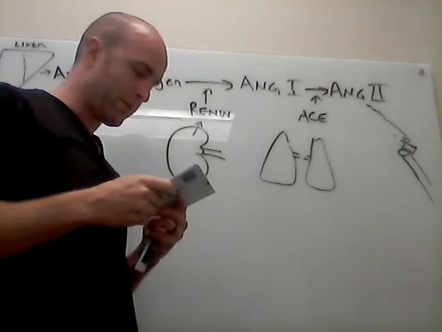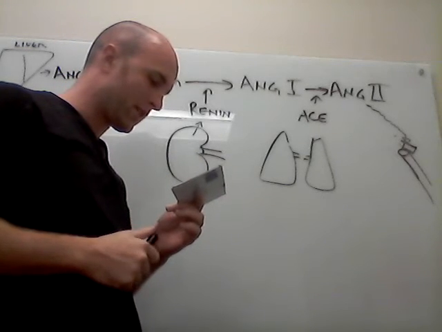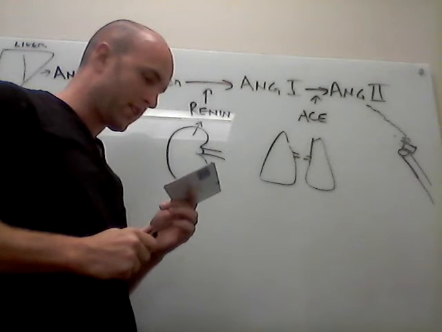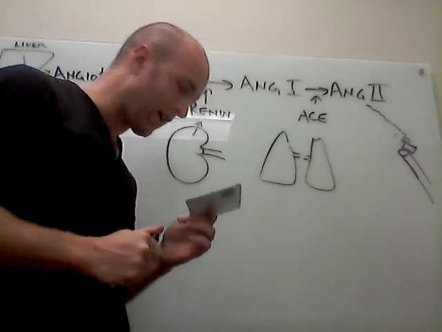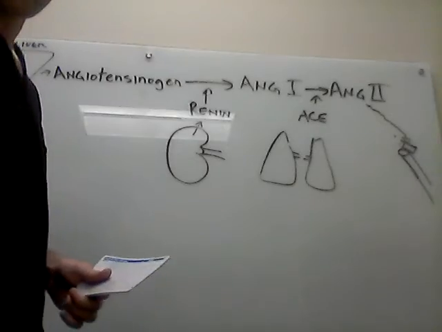Spironolactone is a potassium-sparing diuretic. This drug is a synthetic steroid that is a competitive antagonist of aldosterone. Okay, so one thing I didn't draw on here.